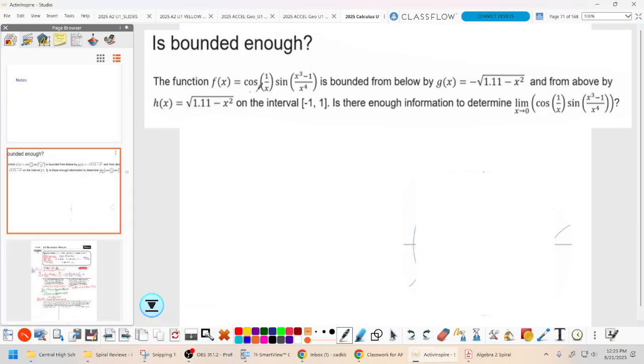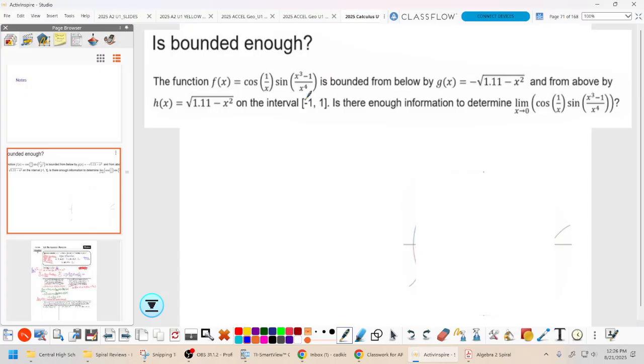This is kind of a nasty looking function, huh? And so it says it's bounded below by g and from above by h. So where is this pushing you to think? I'll give you a hint. It comes from our last section. Is it where if the limit of g of x and h of x are the same, then the limit of f of x is the same as the... Yes.